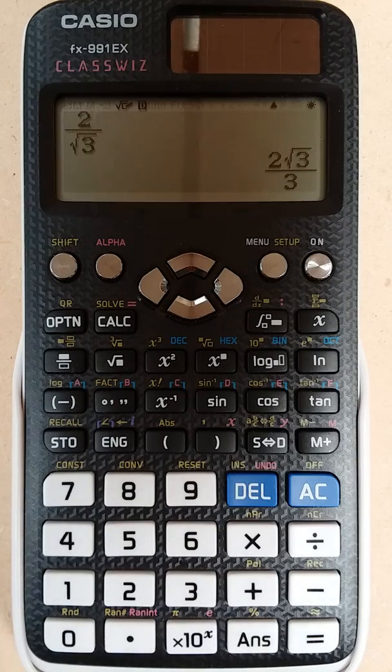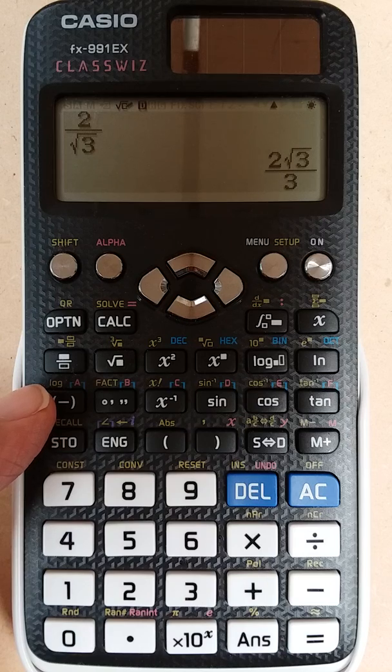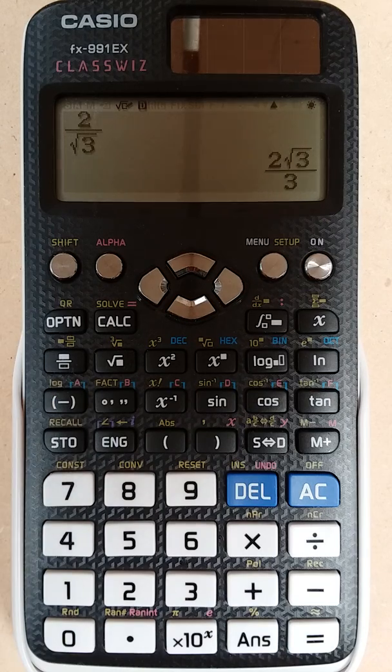But another thing about this is putting in negative numbers. Now, this is the one that puts a negative in front of it. But it doesn't matter with this one. If you use the minus key in front of a number, it works the same. It doesn't give you any error like some calculators do.